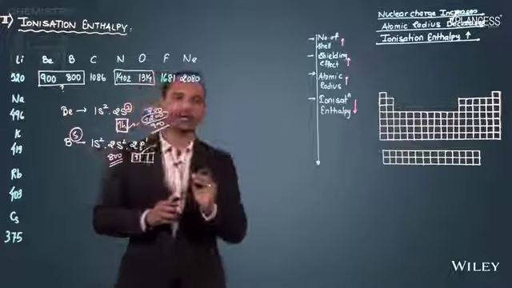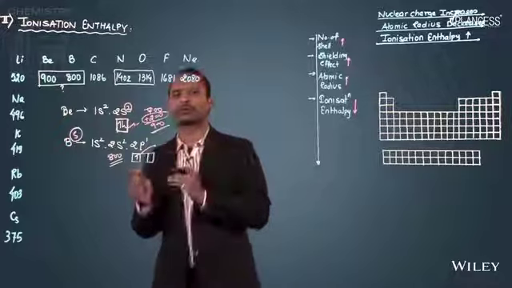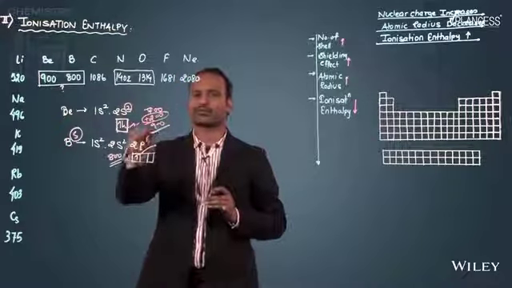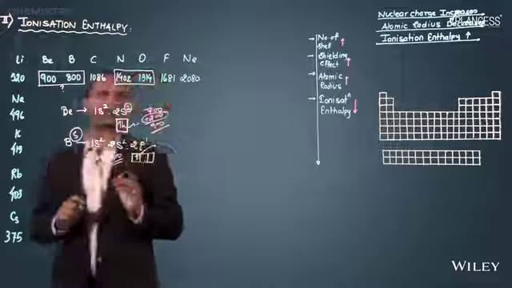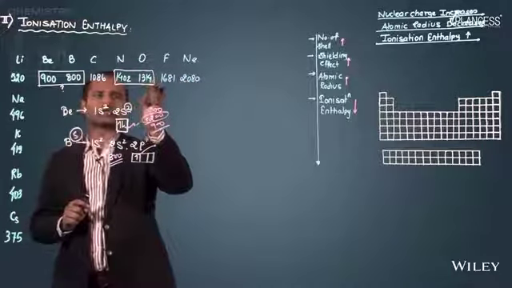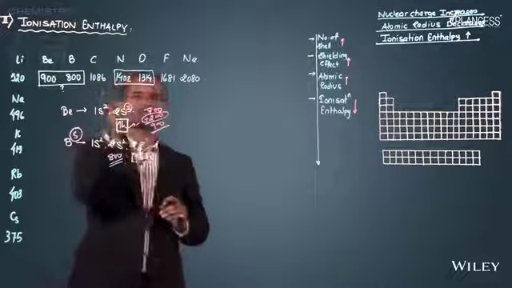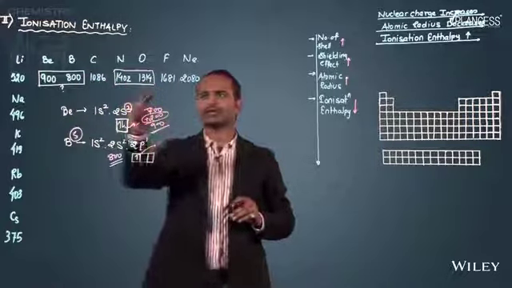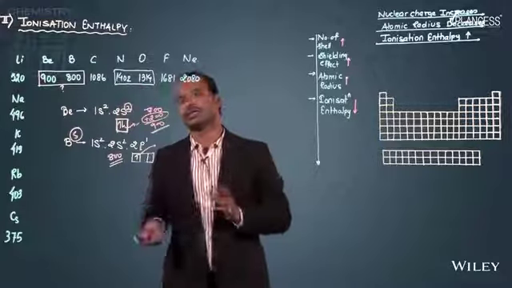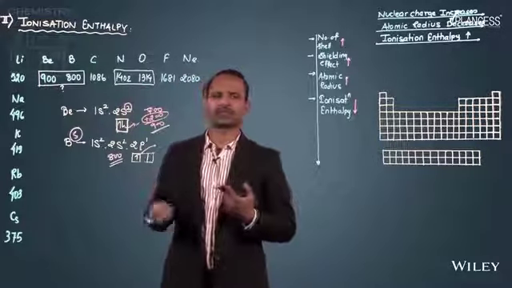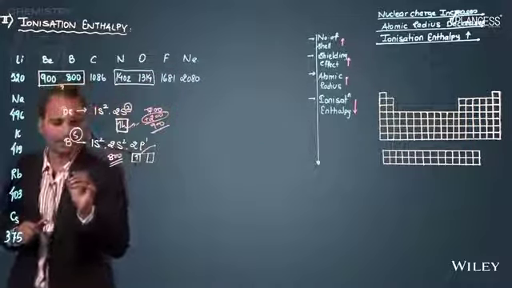Every atom tries not to lose its stability, and that's why more energy is needed. Now, in the case of nitrogen and oxygen, what happens? The rule says that oxygen should have more ionization energy compared to nitrogen, but here the thing is totally different. Here oxygen has less energy and nitrogen has more energy. The reason, again, is with respect to stability only. Let's see what the reason is.